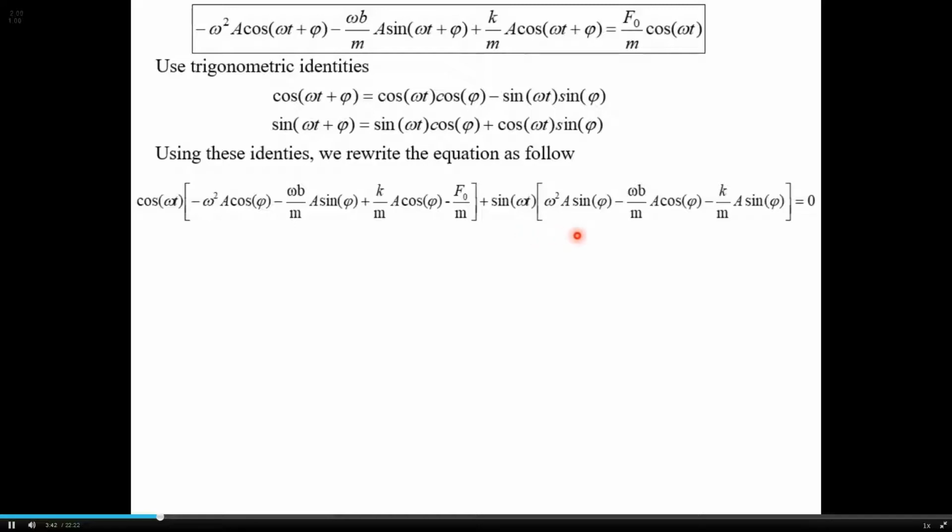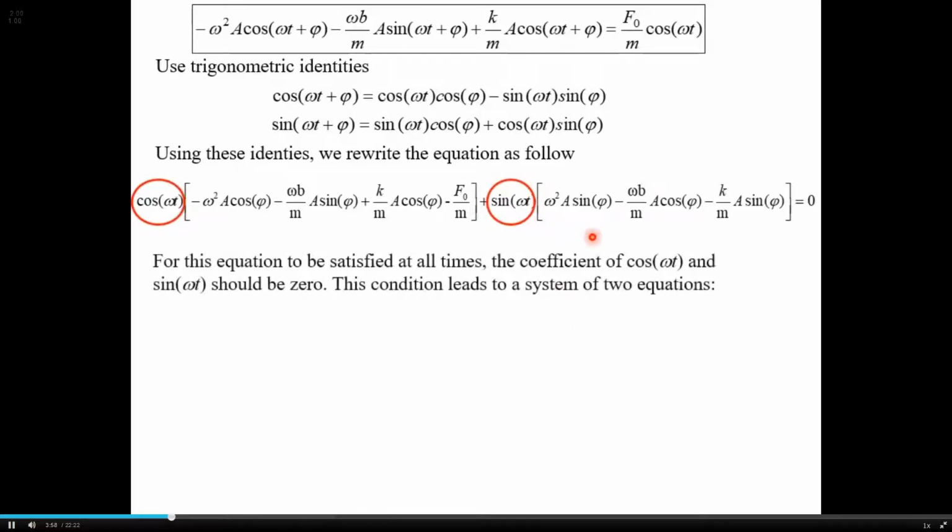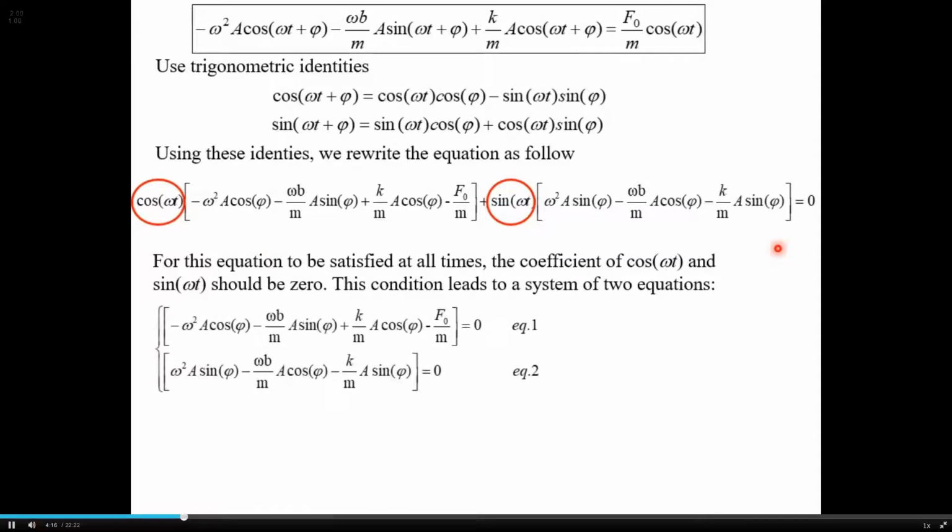Now, I've compressed into this expression a number of steps. I've expanded each of these terms, and then I've grouped terms together that include cos omega t or sine omega t. Now, the important thing to bear in mind is this expression is 0 at all times. The only way this can be the case is if the coefficients of cos omega t and sine omega t, so the factors in brackets in each case, are 0 themselves. And that leads us to two equations.